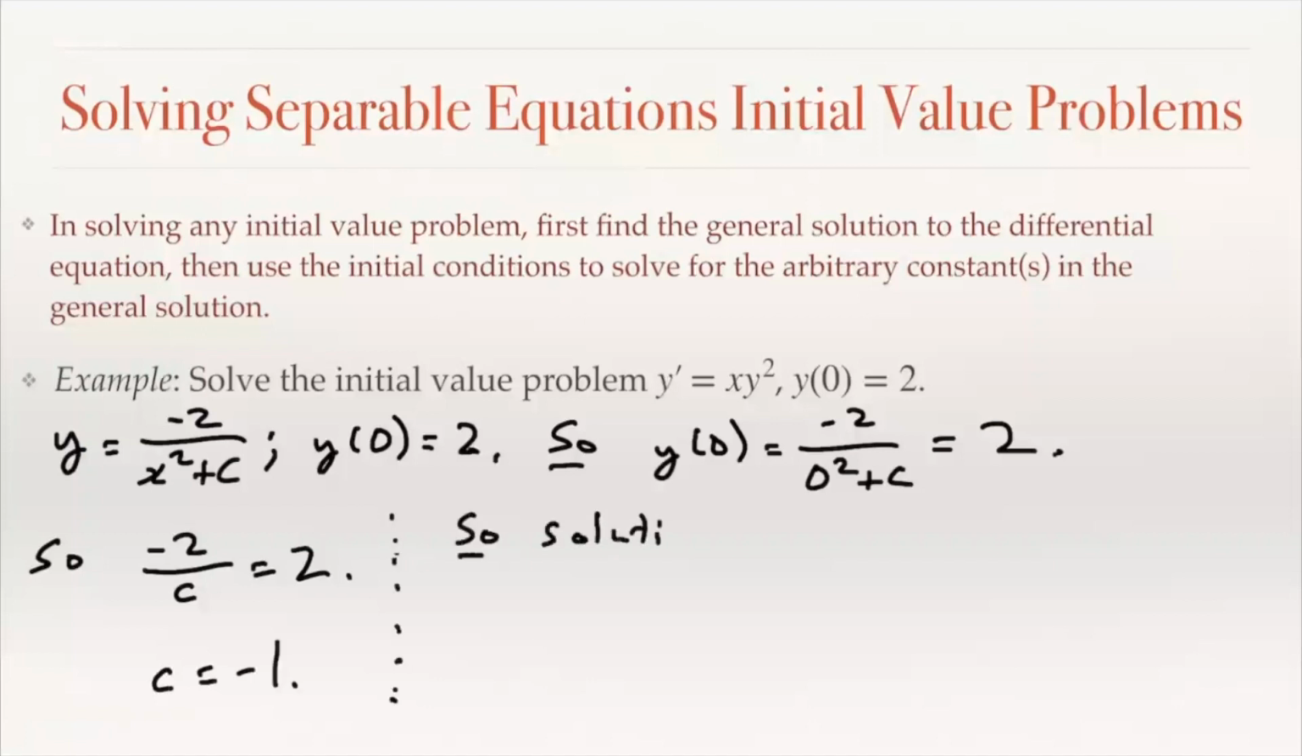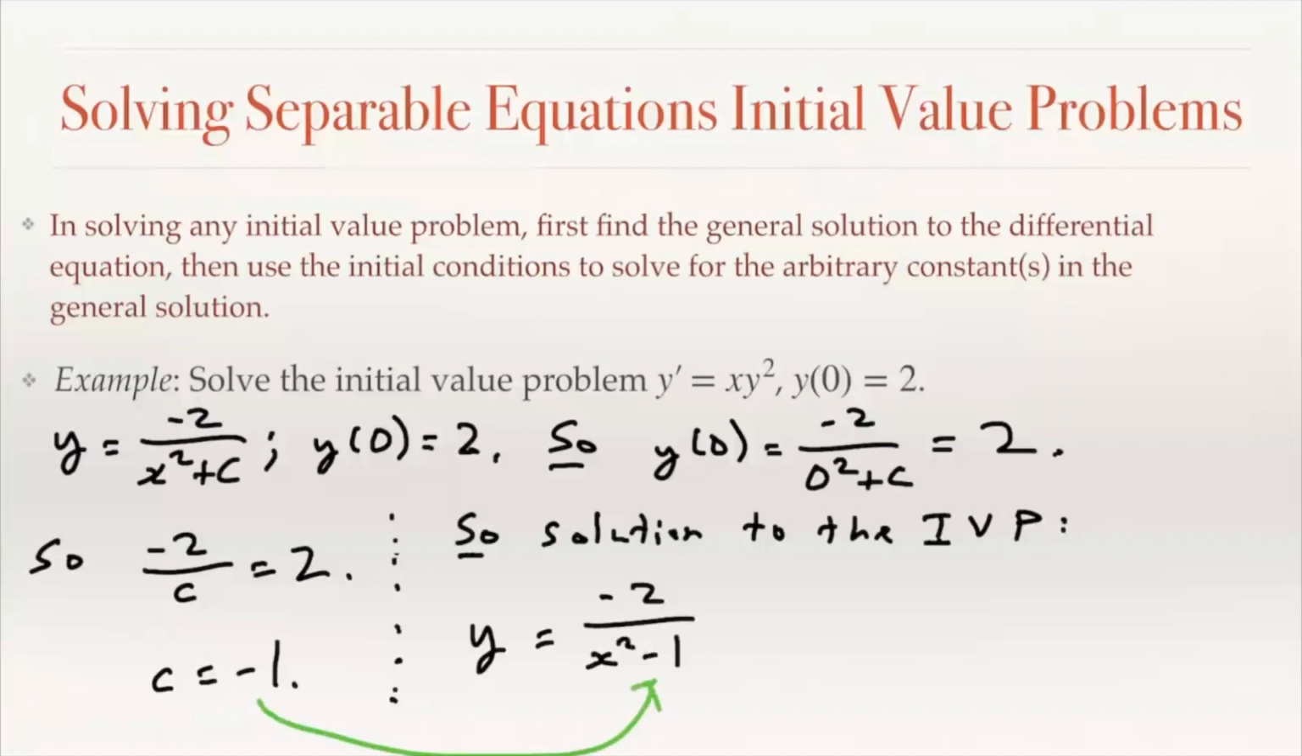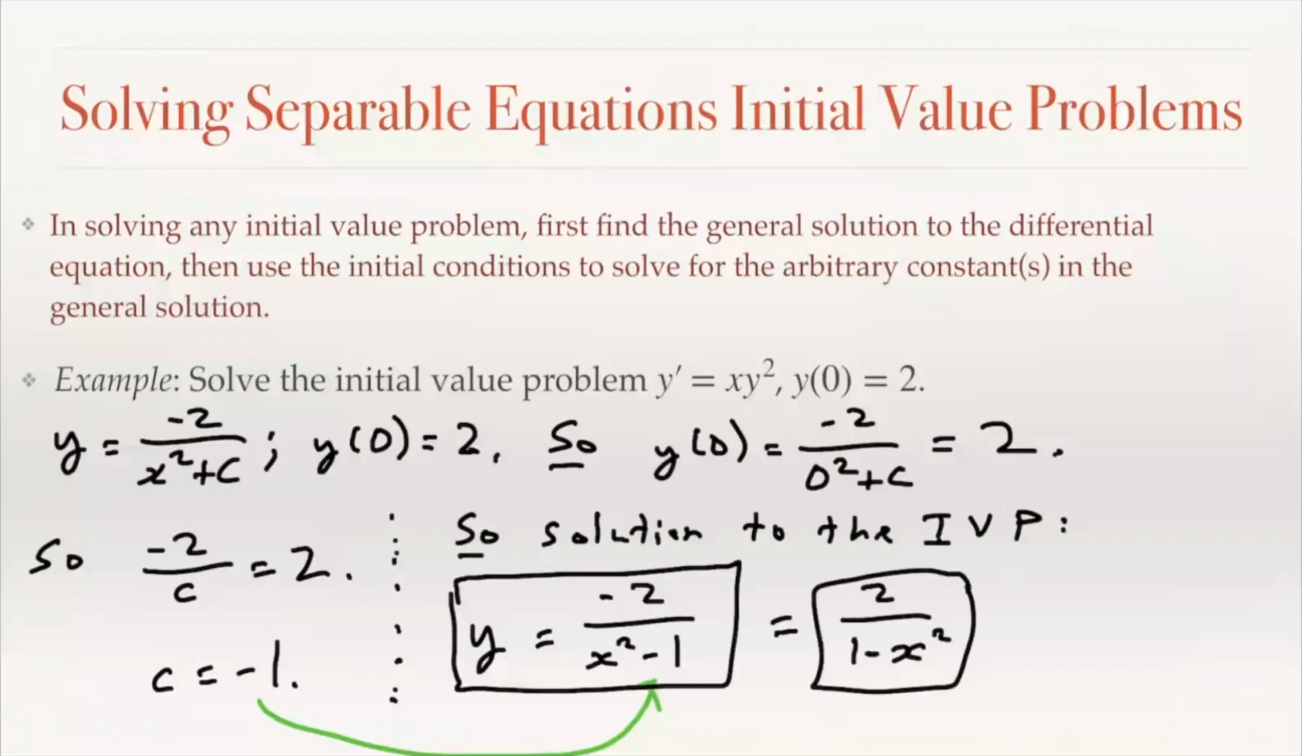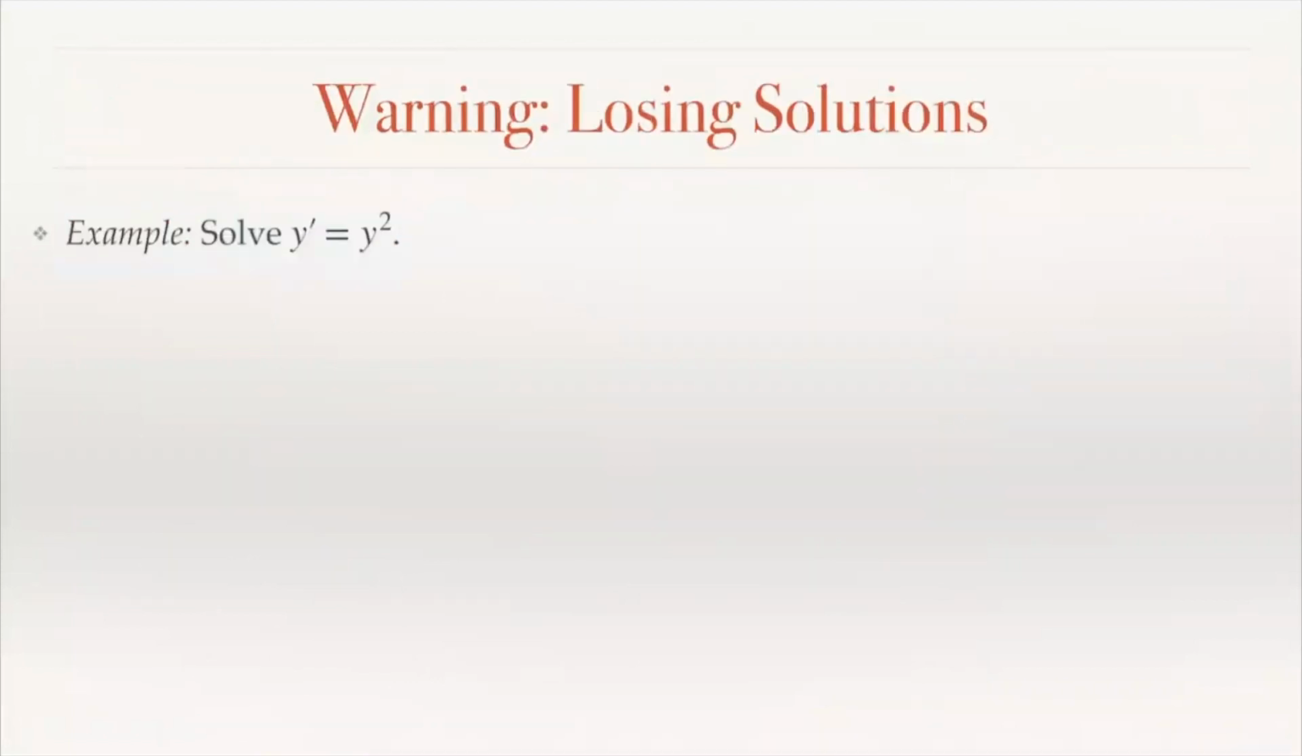So the solution to the initial value problem, IVP, is y equals negative 2 over x squared minus 1, since that was c. And I'm always one for making things prettier. We can multiply this by negative 1 over negative 1, and this is 2 over 1 minus x squared. All right, congrats. So we now know how to solve initial value problems from scratch, at least if the differential equation is separable. Now I must give a warning.